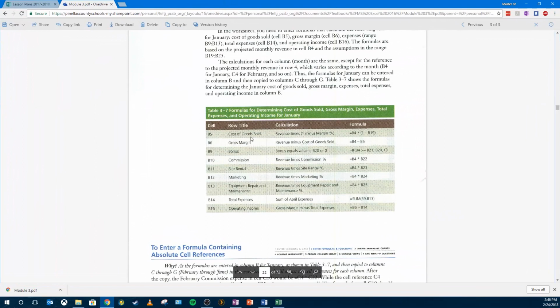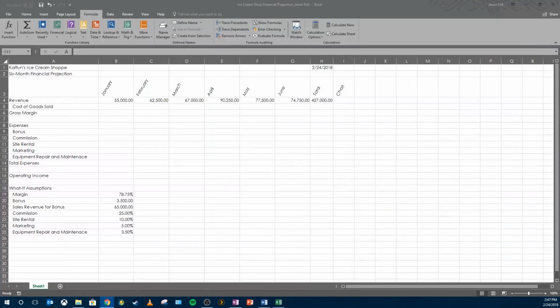Okay, so when we calculate the cost of goods sold, we're calculating the revenue times 1 minus the margin percentage, meaning the margin percentage we're taking out of the revenue. Gross margin is the revenue minus cost of goods sold. So we need to do this one first before we can get to this one. If you mess up one of these formulas, because they're constantly used, it's going to mess up the others. Okay, so let's get started here.